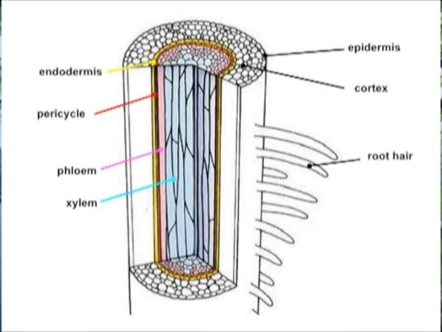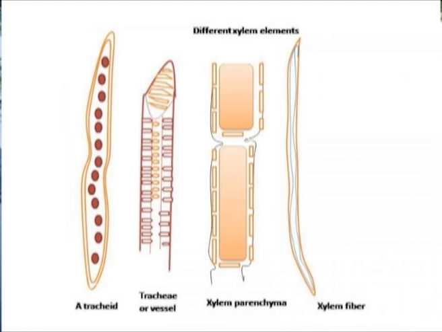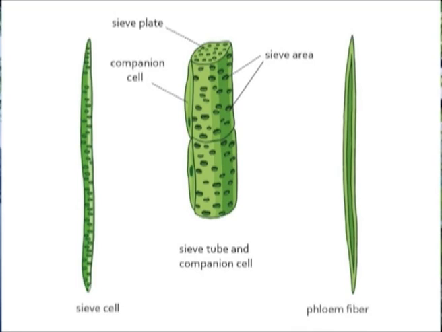Both the xylem and phloem are complex tissues, that is, they themselves are further made up of different types of cells. The components of xylem are tracheids, vessels, xylem fibers and xylem parenchyma, and tissue components of phloem are sieve cells or sieve tubes, companion cells, phloem parenchyma, phloem fibers, which are also called bast fibers.